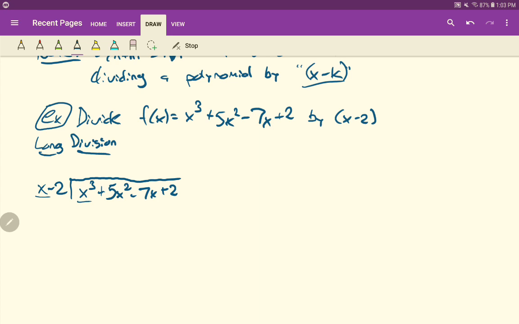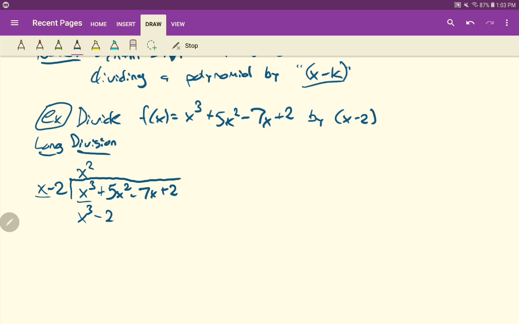Remember, to do long division, we start with our lead term here and our lead term here, and we ask, what times the x will get us the x cubed here? Well, that's x squared. So we'll put an x squared here. X squared times x will give us x to the third. X squared times minus 2, because that x squared also has to multiply with that minus 2 right there.